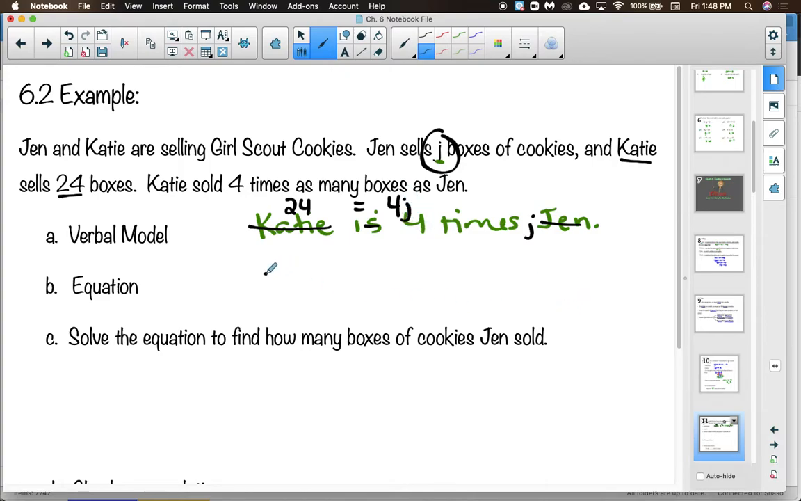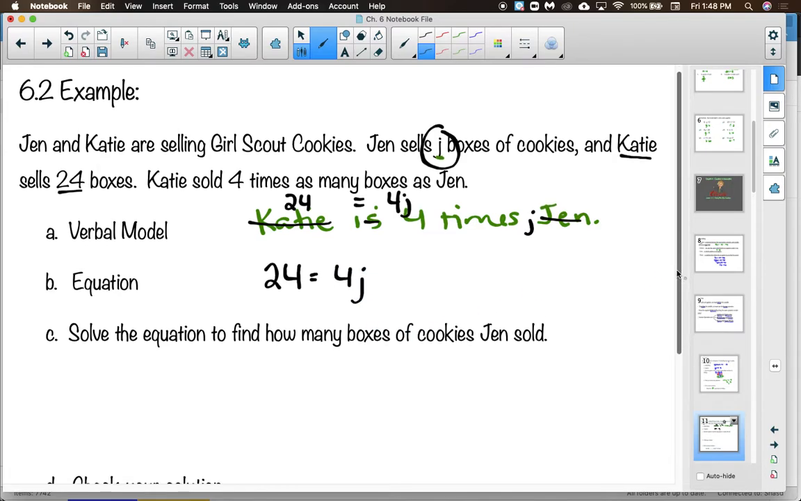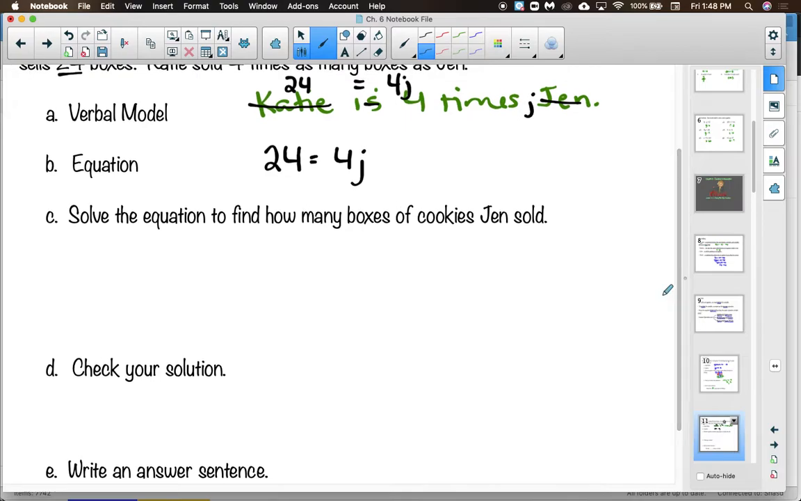So my equation here is 24 equals 4J. And it's okay if you have the 4J first in the equation. That's perfectly fine. Maybe your verbal model is set up differently than mine. But I think that the sentence "Katie is 4 times J," or times Jen, kind of helps link our math to the problem. All right, let's solve the equation to find how many boxes of cookies Jen sold.